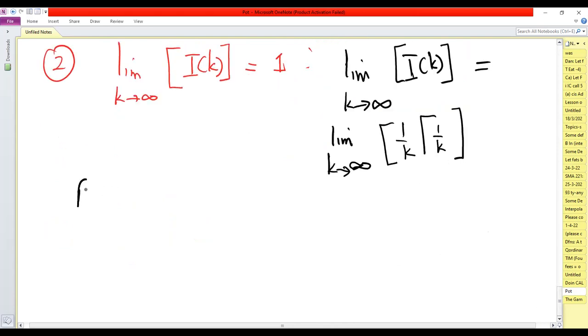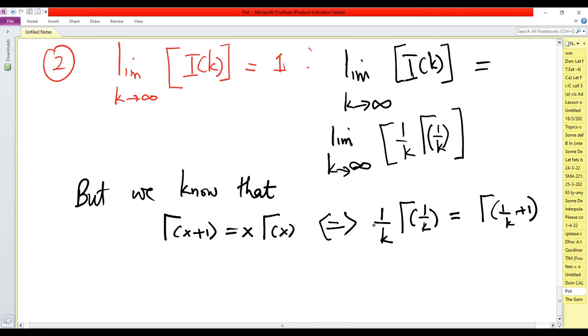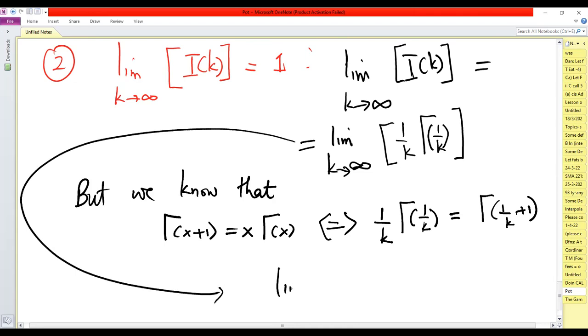Now, we also know the fact that gamma of x plus 1 is the same as x gamma of x. Which means 1 over k, gamma of 1 over k, is the same thing as writing gamma of 1 over k plus 1, just taking x to be 1 over k. So this limit will be the limit as k approaches infinity of, now instead of writing 1 over k gamma of 1 over k, I'll write gamma of 1 over k plus 1.